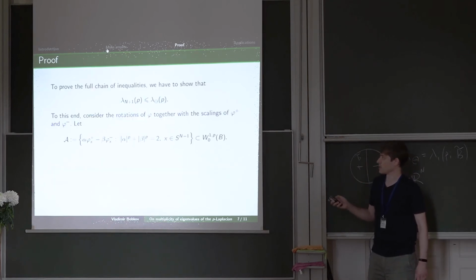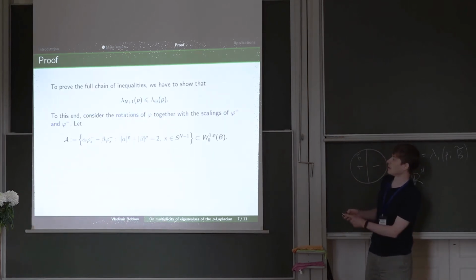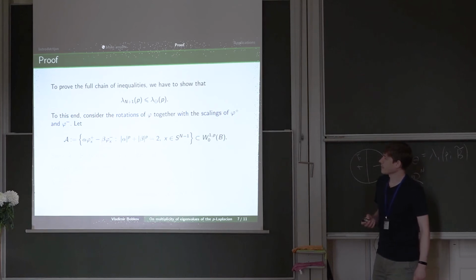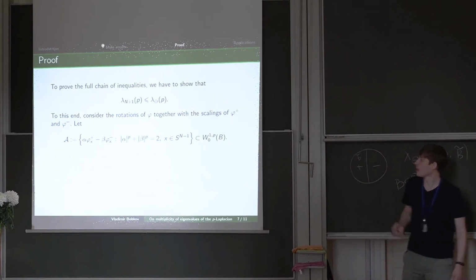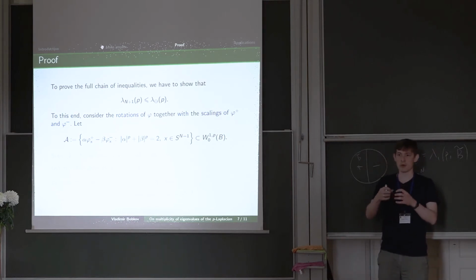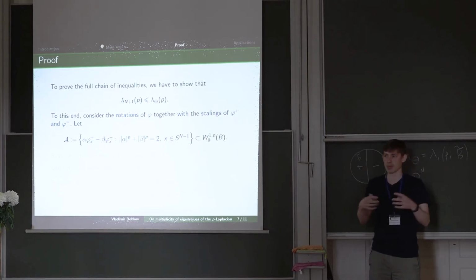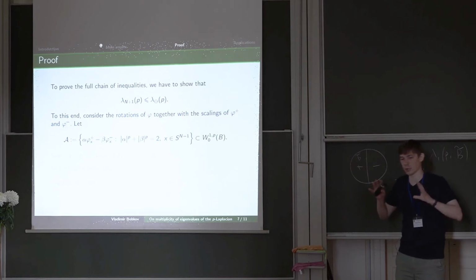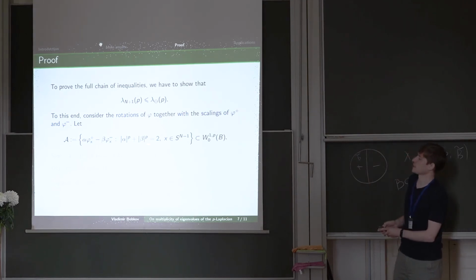Great. But let me recall that we wanted to go one index up. So we wanted to obtain this inequality with n plus 1. And for this purpose, let us upgrade the previous construction. So let us consider not only rotations of our given function phi, but also the rescalings of its positive and negative components. Rescalings means we multiply them by numbers alpha and beta, chosen to keep the L^p norm of any function from A, let us assume, on the L^p sphere. So these are the coefficients.